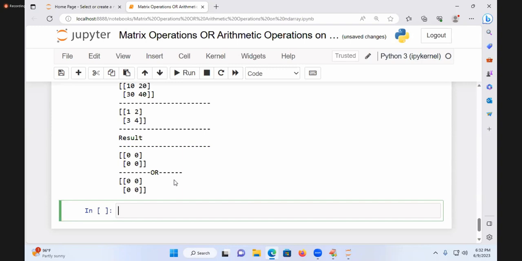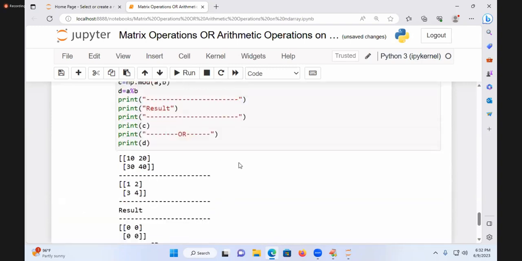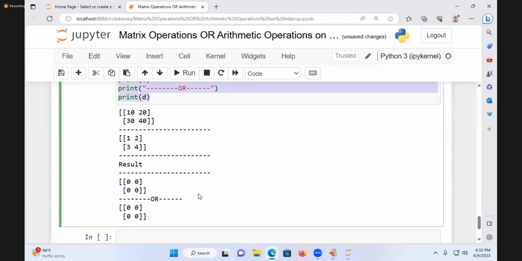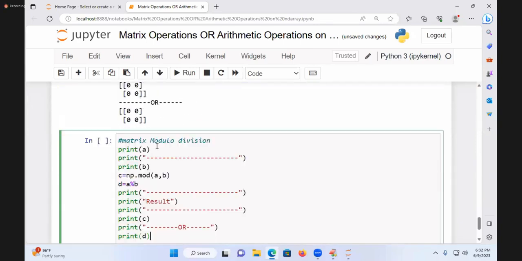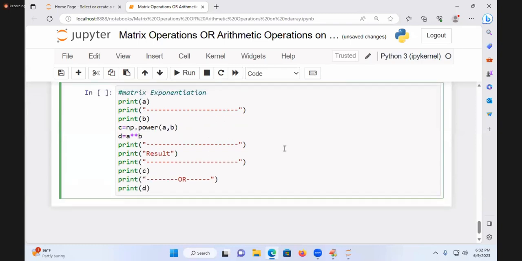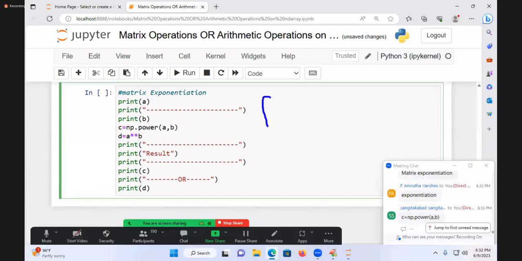Understand? Well, now I will go to another way: exponentiation. I will write matrix exponentiation. What will I write now? Power of. Here I wrote A star star B. What is A star star B? I have this data: 10, 20, 30, 40, and this is called A. And B is 1, 2, 3, 4.